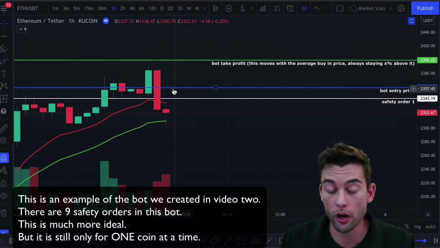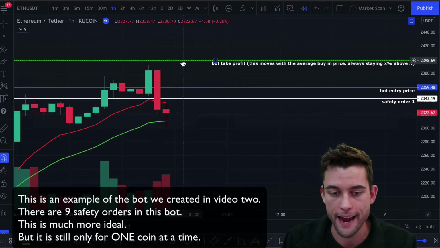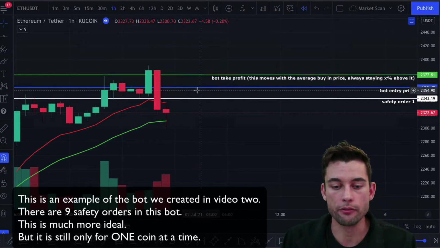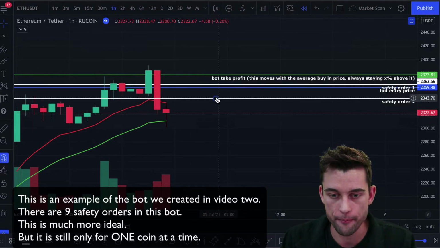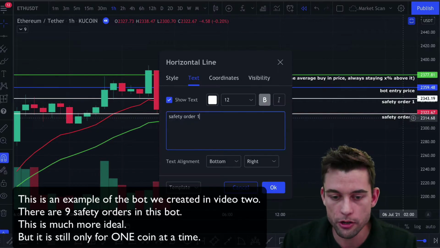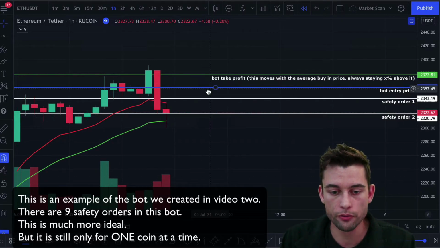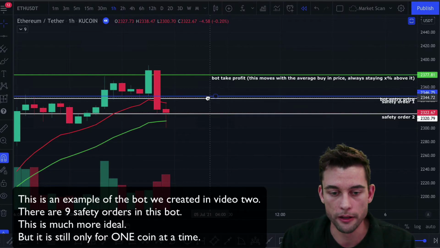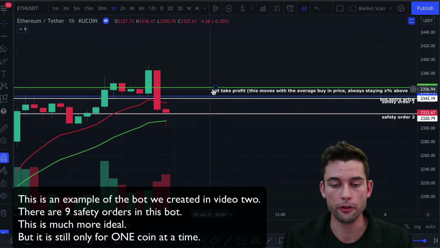It would also have moved your take profit price down to above your average buy price. But you can see that the price went down even more, so your safety order 2 would have hit. When this hit, that would have moved your average buy-in price down a little bit further, and your take profit would have moved down with it.